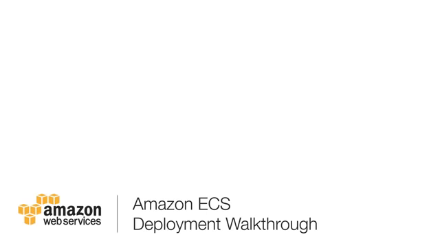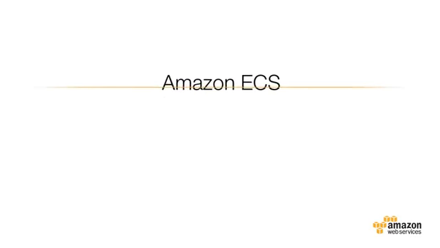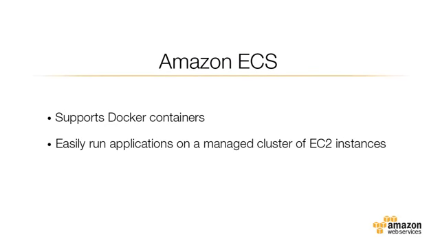This video provides an overview of Amazon EC2 Container Service, otherwise known as Amazon ECS. Amazon ECS is a highly scalable, high-performance container management service that supports Docker containers and allows you to easily run applications on a managed cluster of Amazon EC2 instances.